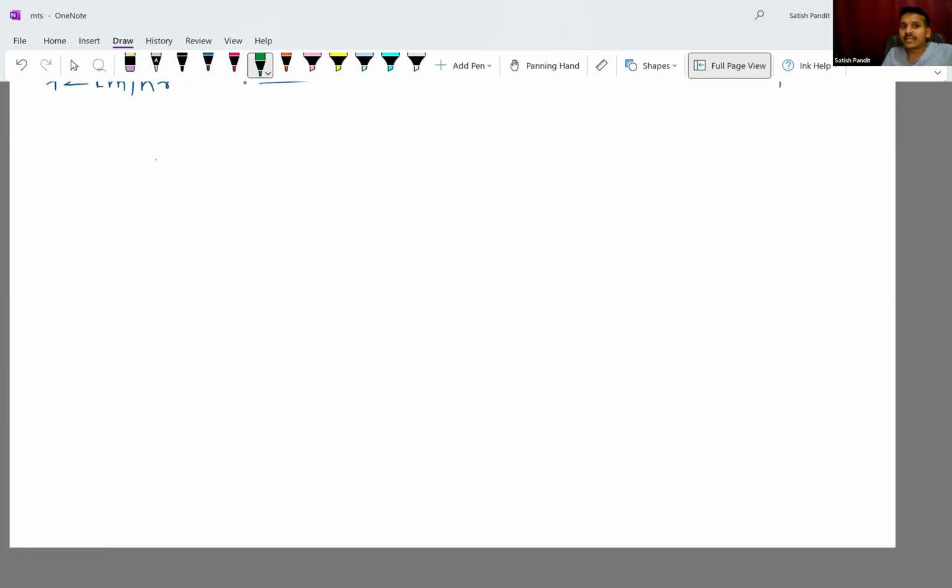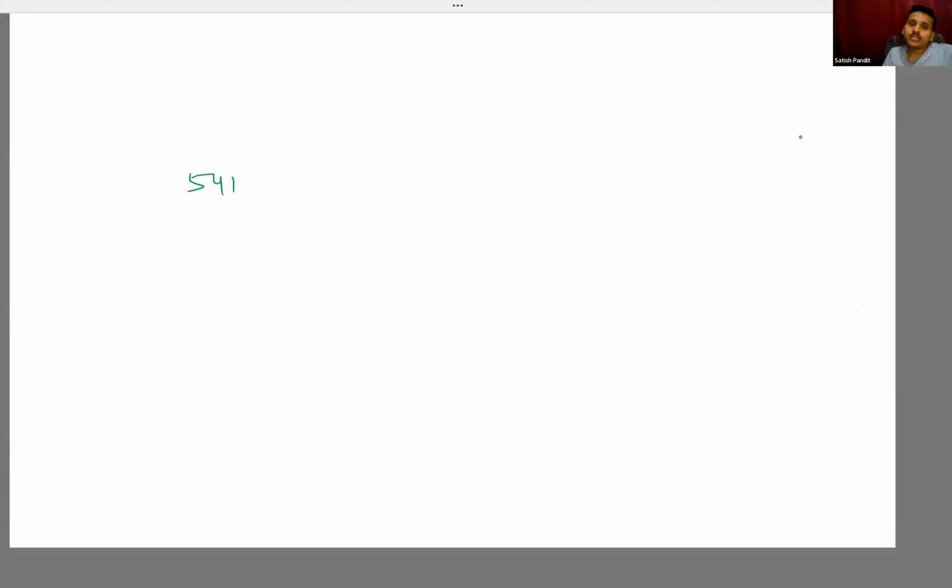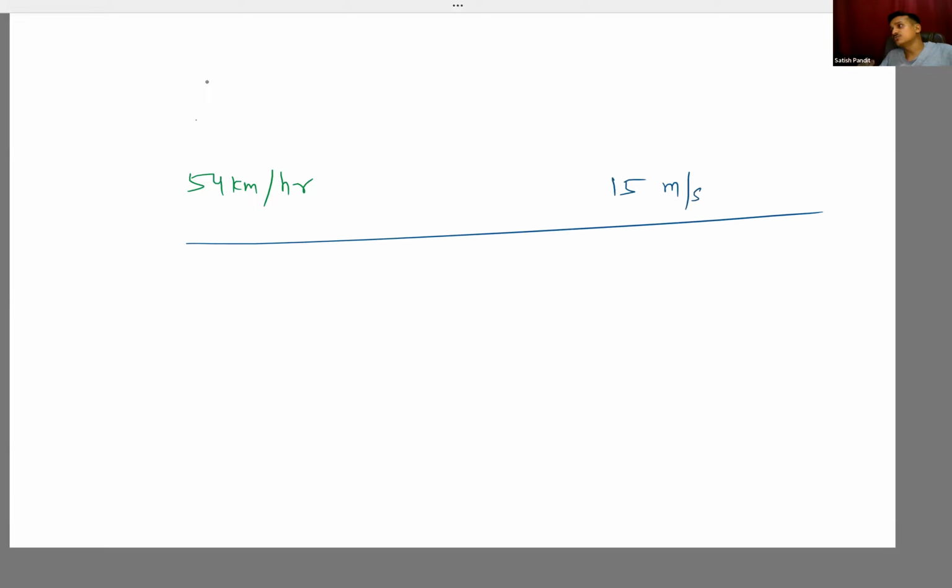Can you all just give it a try, okay? Can you all tell me, I have 54 kilometer per hour and I have 15 meter per second. Which is greater out of these two? Just give it a try. Which is greater? 54 kilometer per hour or 15 meter per second, which is greater?